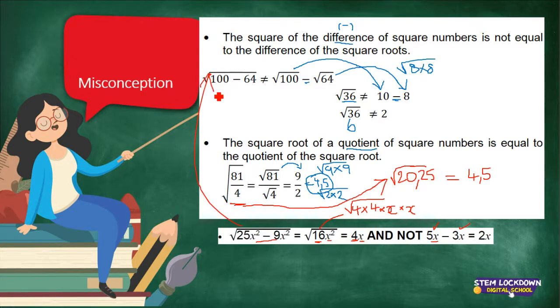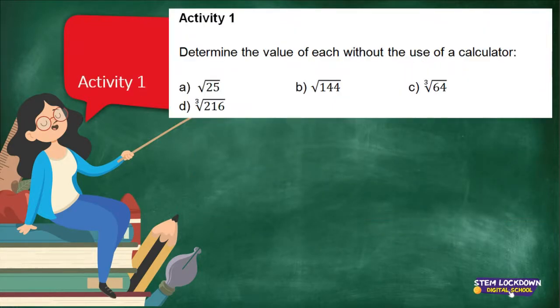Okay, now let's look at activities. My introduction for today was very long. Let's look at activities. Activity 1: determine the value of each without using a calculator. Here, A is without using a calculator. What is the square root of 25? In other words, which two numbers did you multiply by themselves, or by itself once, to get 25?